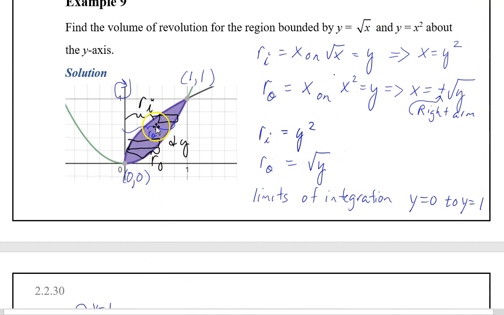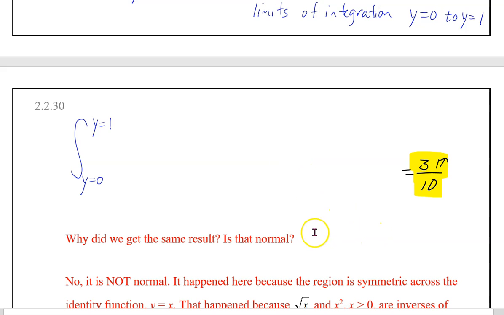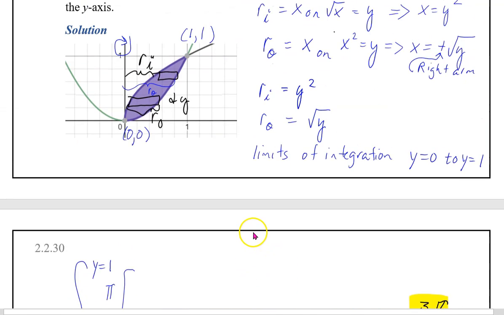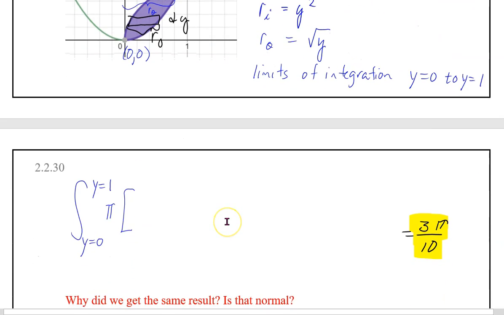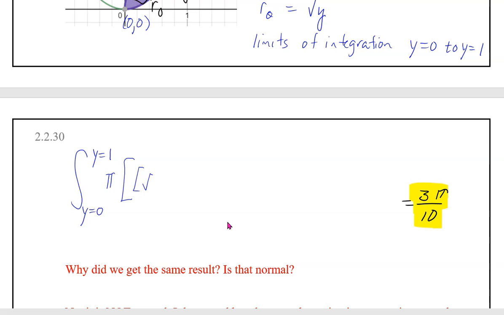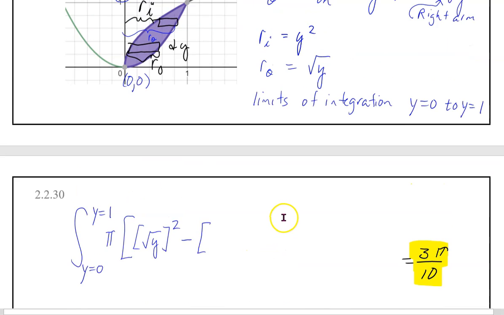When we look at our region, notice that the inner radius does not touch the axis of revolution anywhere but at the bottom left corner. That means that we need to compute the inner volume and subtract it from the outer volume. We can then compute this as the following: pi as a constant multiplied by the outer radius, which we have as, of course, the square root of y in terms of y. So we write the square root of y, quantity squared, for the pi r squared minus, now let's write the inner radius and square it.